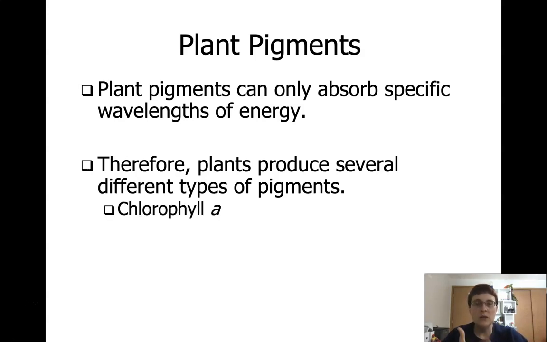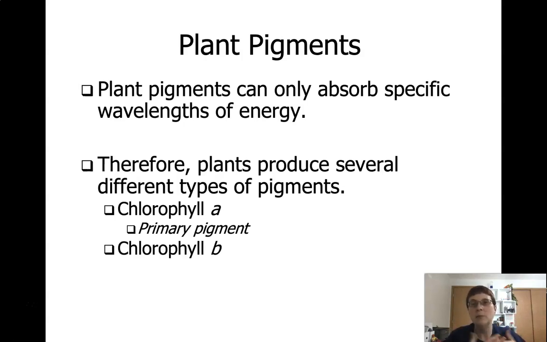The one that I've mentioned already is chlorophyll, and they actually produce more than one kind of chlorophyll. Chlorophyll A is their primary pigment. This is the main pigment that plants are going to make, and the majority of their pigment is chlorophyll A, but they're also going to make chlorophyll B, hence the A, and a group of pigments called the carotenoids, and we'll find out in a little bit why they're called carotenoids.